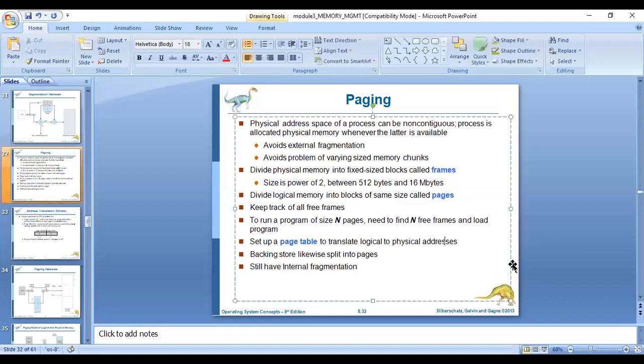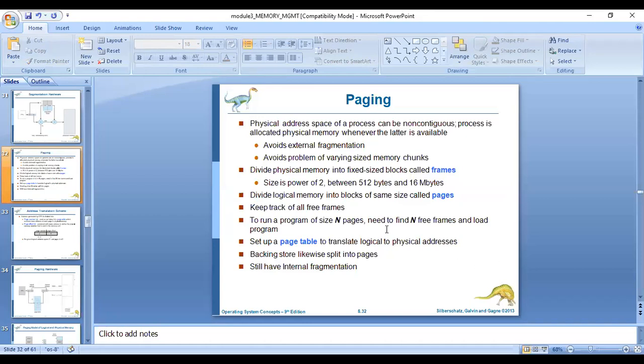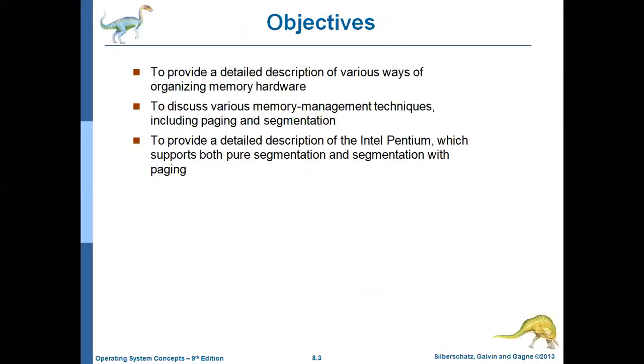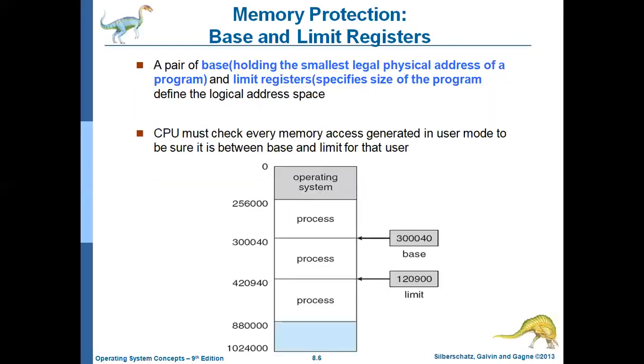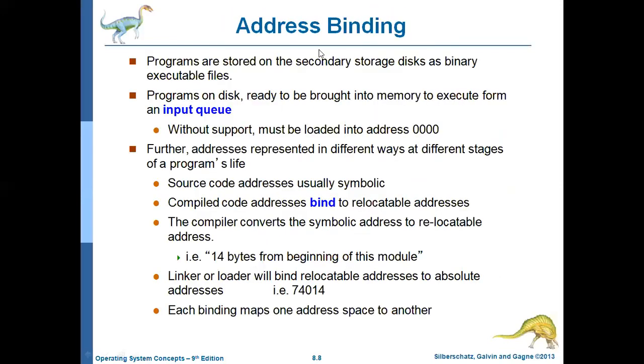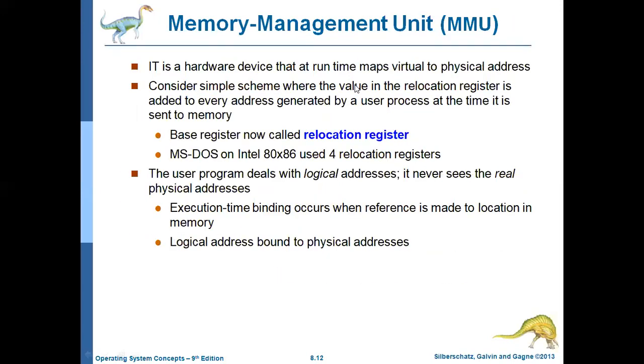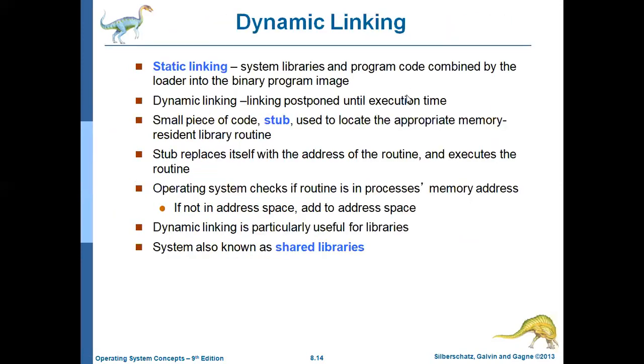Hello, my dear students. In our last class, we ended with the term segmentation. Then we came across fragmentation as a term, swapping as a term, and address binding. What do you mean by this? Then we came across the MMU. This is a hardware device which helps map the virtual address space to the physical address space.